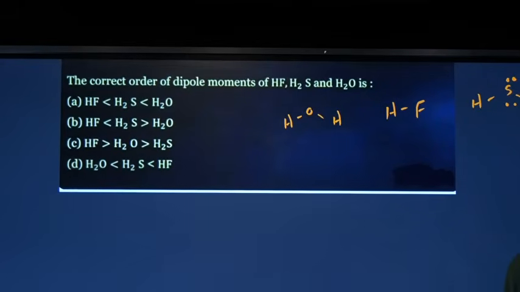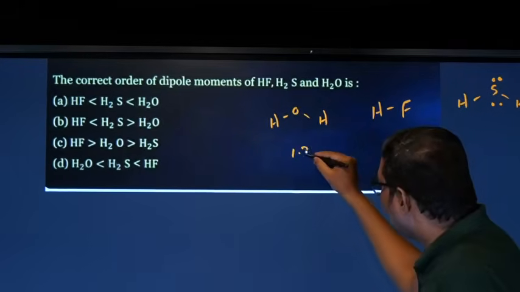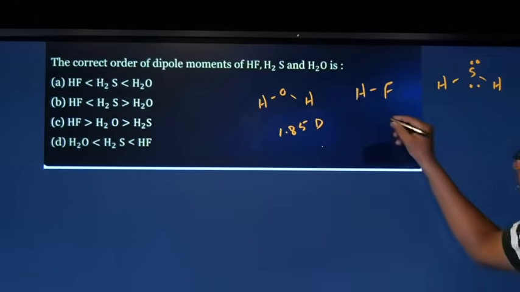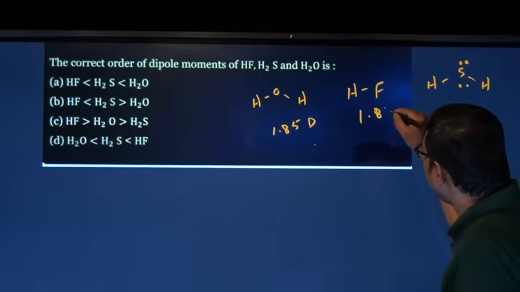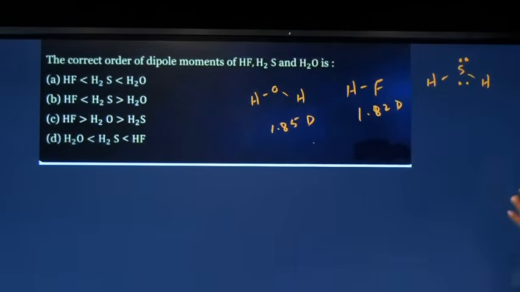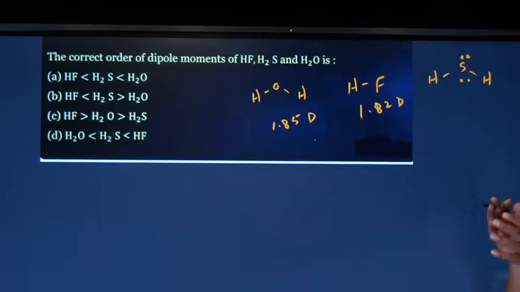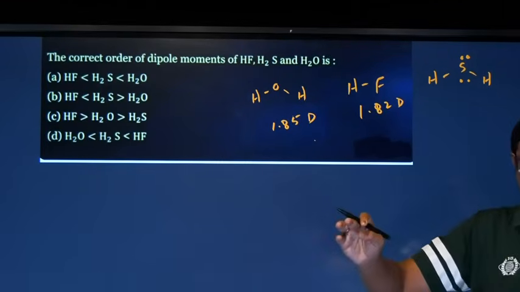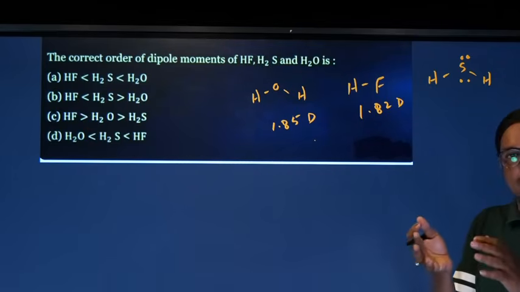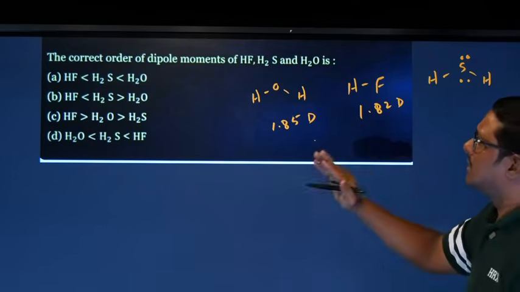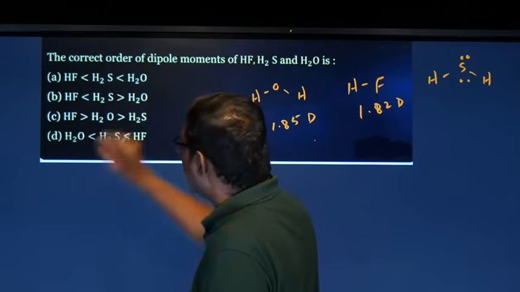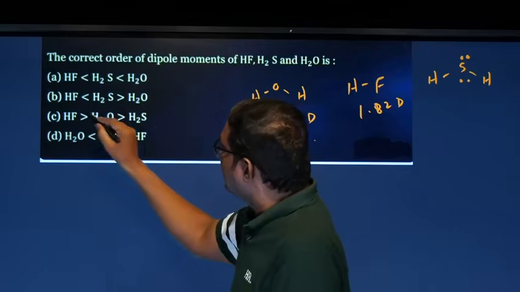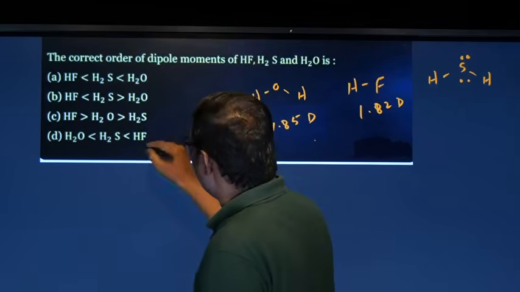The dipole moment of the water molecule is 1.85 debye. The dipole moment of the HF molecule is 1.82 debye. That means as compared to hydrogen fluoride, water has a high dipole moment. Even though some books give HF as having a high dipole moment, the correct option is that water has a high dipole moment. So number 1 is water. You can go with this option.